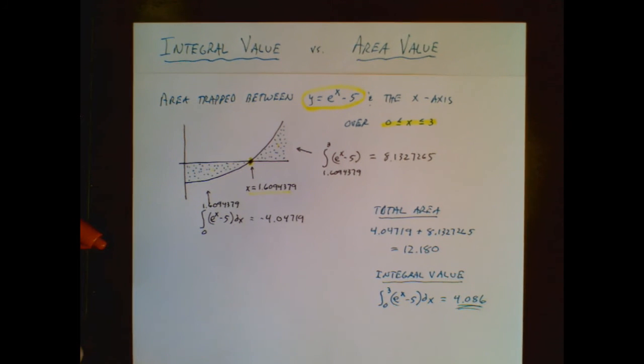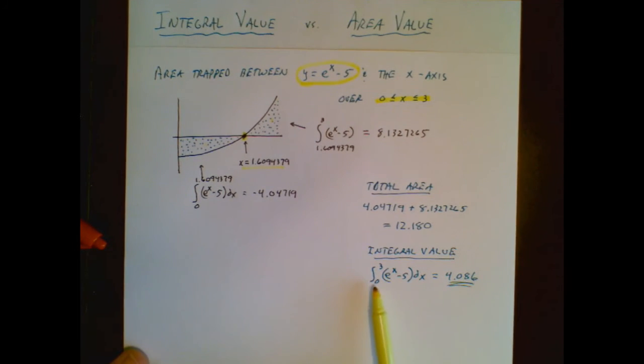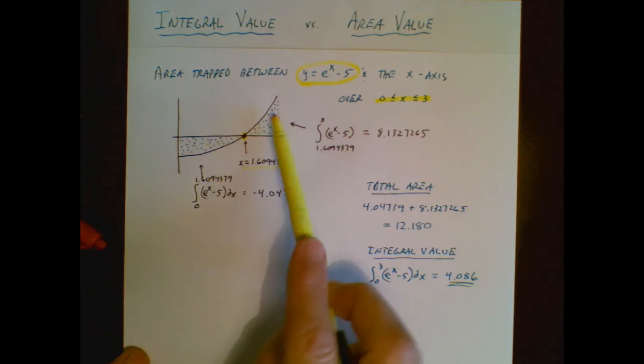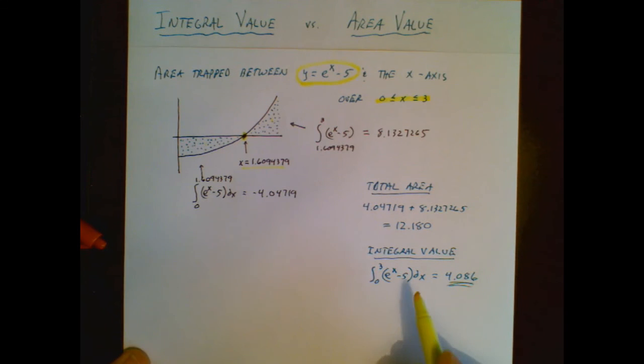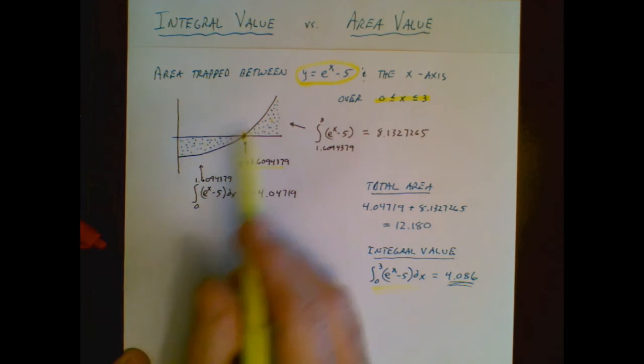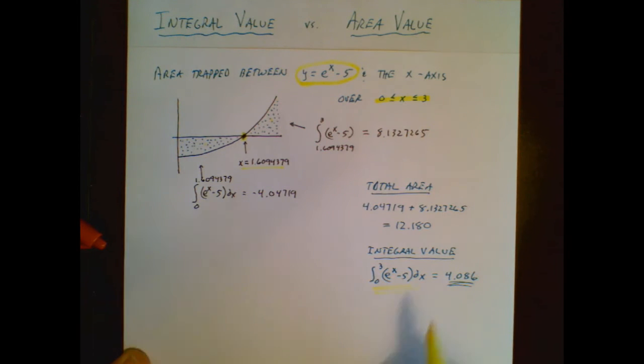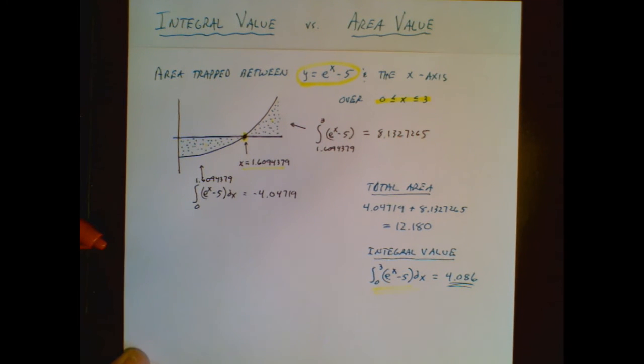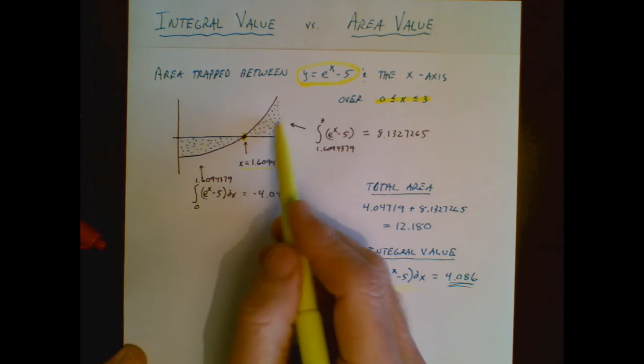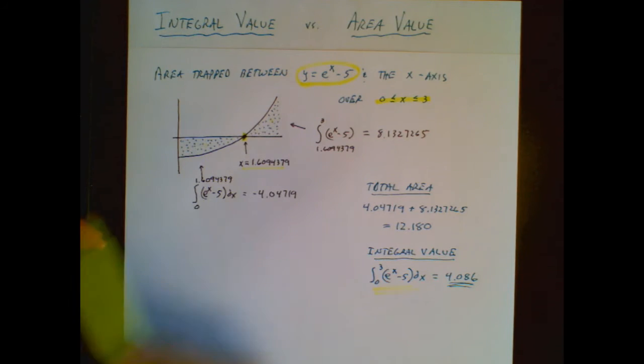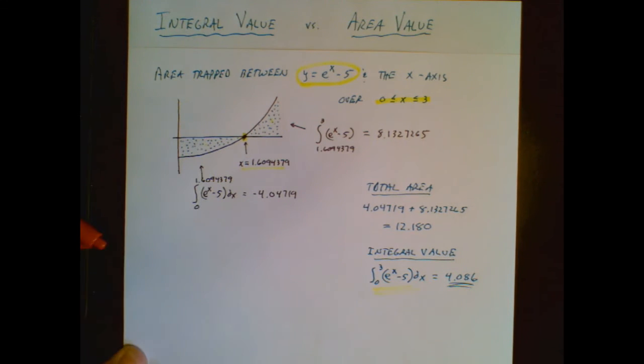The integral value would be very simply the integral from 0 to 3 of this function. The magic of calculus does all of the positive, minus, and all that stuff for you, and we end up with a 4.086 integral value. By the way, the fact that that integral is positive tells me that I must have more positive area than negative, or than area trapped below the x-axis. So my drawing is definitely probably not to scale.